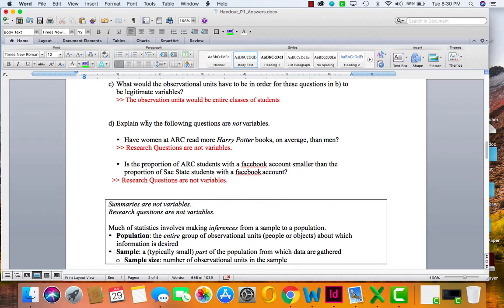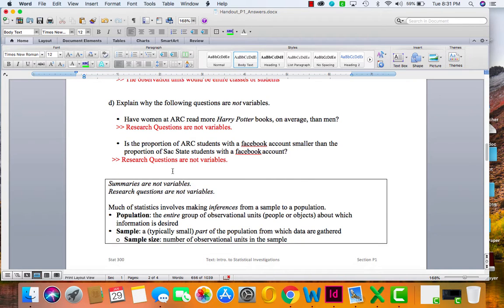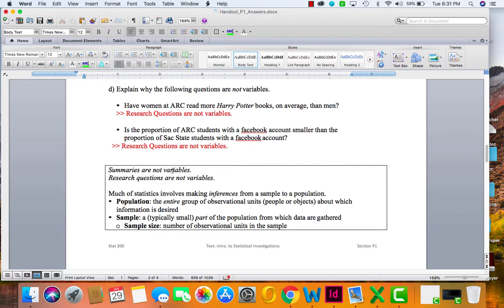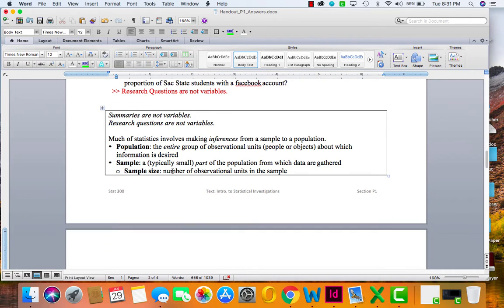And for this one, explain why the following questions are not variables. Have women at ARC read more Harry Potter books on average than men? And we said that is a research question based on data collected, so it is not a variable. And same thing for the last one. Is the proportion of ARC students with a Facebook account smaller than the proportion of Sac State students with a Facebook account? Again, this is a research question, and research questions are not variables. And this is where we left off in class.